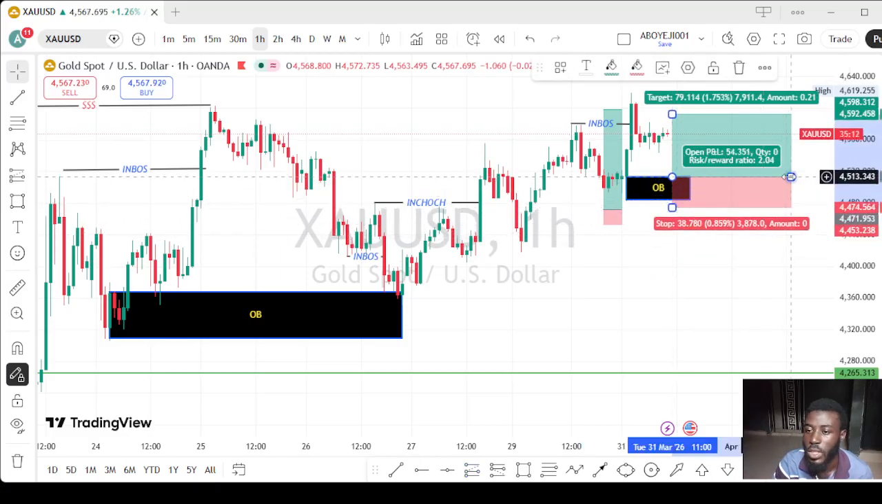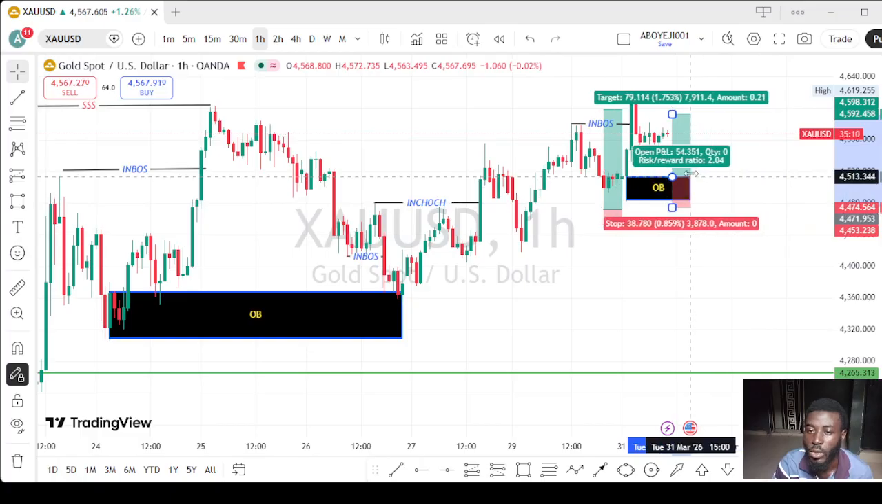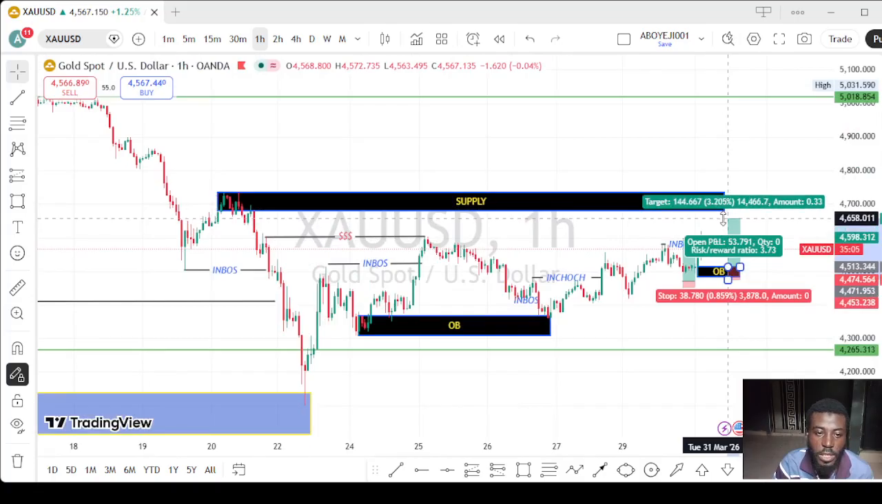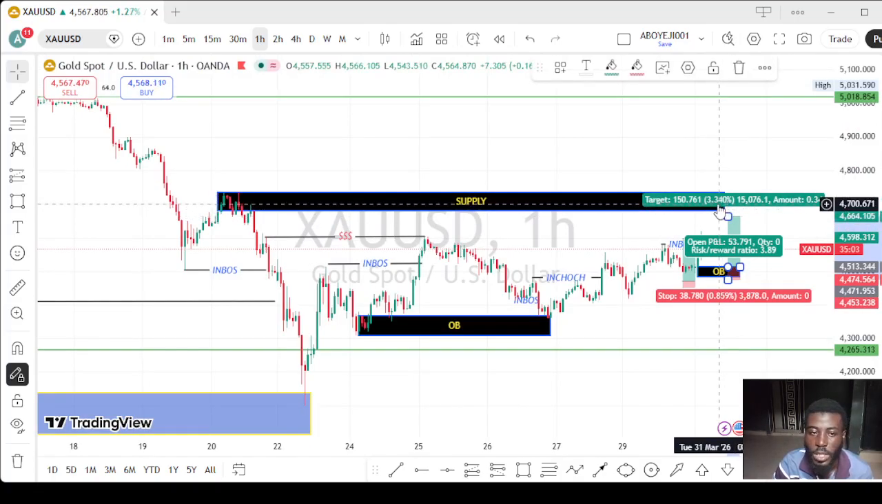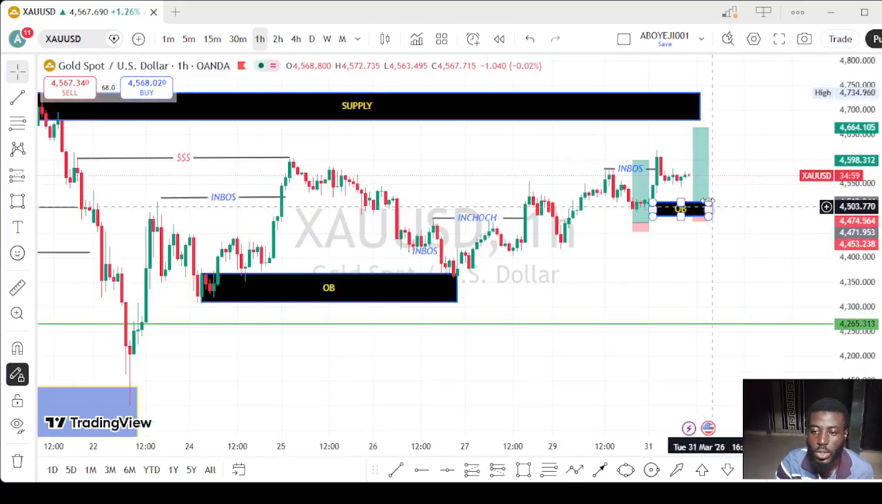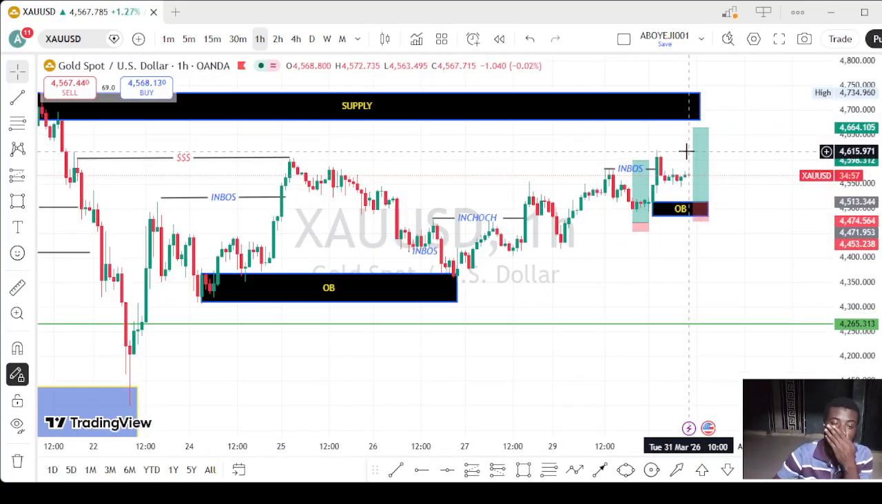We are having opportunity here. This is the recent opportunity we are having, since we are expecting the market to mitigate this space. This is the supply we are expecting the market to mitigate before anything. So this is the recent opportunity the market gave us on the 1 hour time frame.